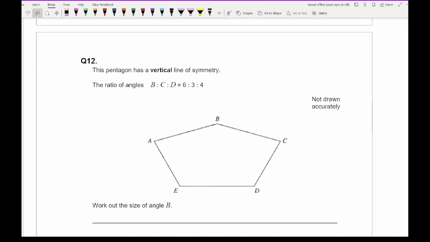Now moving on to question 12, it says that this pentagon has a vertical line of symmetry. The angles B, C and D are in the ratio of 6 to 3 to 4, and the question is asking us to work out the size of angle B. Whenever it mentions a vertical line of symmetry, it's basically an indication that some angles are going to be equal to each other. If we've got a vertical line of symmetry, then this is really the only vertical line of symmetry we could have, which basically means that angle A is going to be the same as angle C, and angle E is going to be the same as angle D.